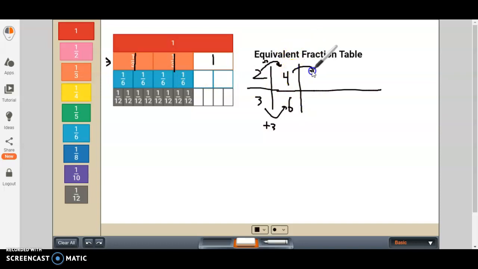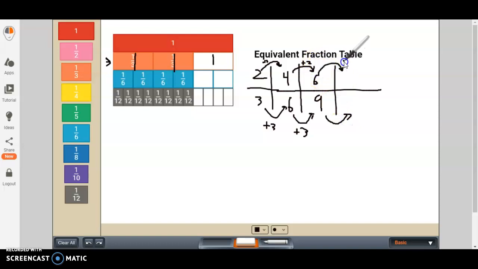So if I do the same thing, I'm adding by how much here? I'm adding by 2, which gets me 6. And down here, I'm adding by how much? By 3, which gets me 9. Now if you look at this, that's actually not a fraction that I can represent because there are no 9ths in my tools. So we actually found an equivalent fraction that we can't show here. So we're going to continue.